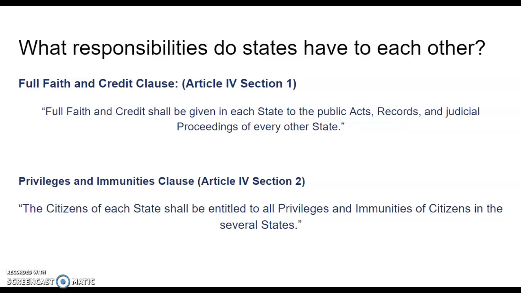The next responsibility is called the Privileges and Immunities Clause. This is Article 4, Section 2. The citizens of each state shall be entitled to all privileges and immunities of citizens in the several states. This is saying that if you were to visit another state and you broke a law, you would be treated the same way as a citizen of that state. You're not going to be treated differently because you're a citizen from another state.